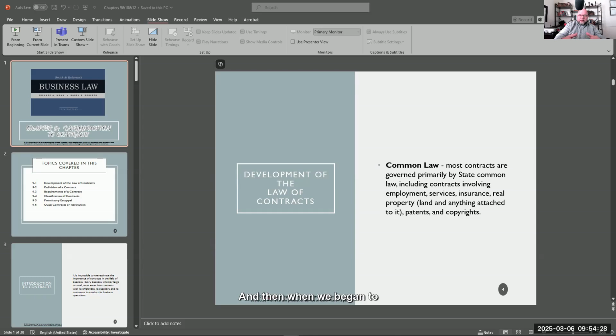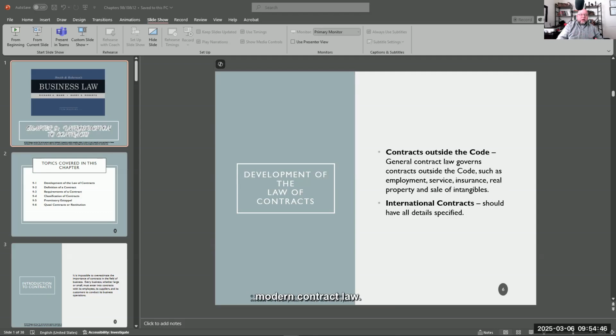And then when we began to develop our laws here in the United States, and we started looking at contracts and how that was going to be used, the UCC was developed, which we'll talk about. That is where we develop our modern contract law.